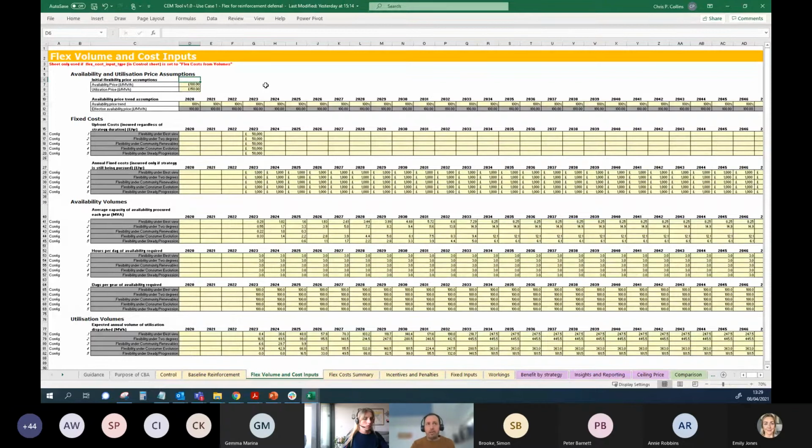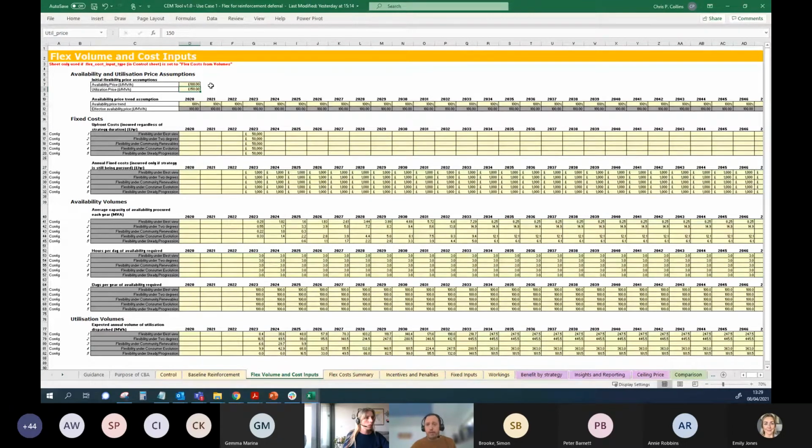And actually, the flexibility requirement will also depend on how procurement is done. So this tool is not answering that question, but you just need to populate it with meaningful, sensible numbers. So what we're going to do is put in an availability price and utilization price for flexibility as an input.